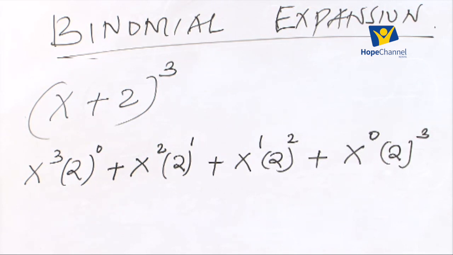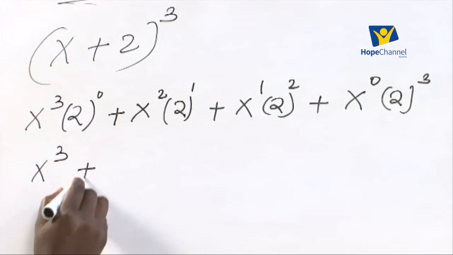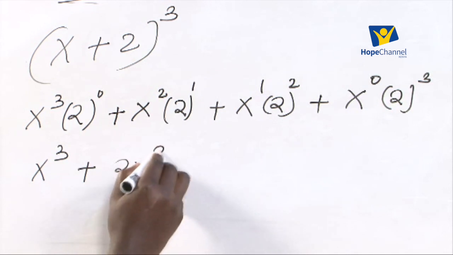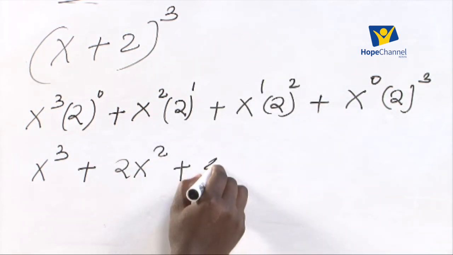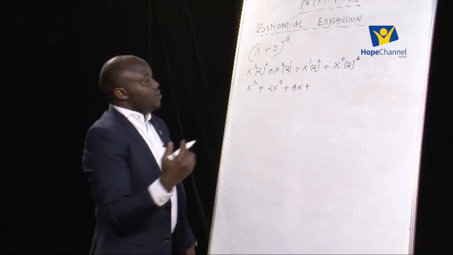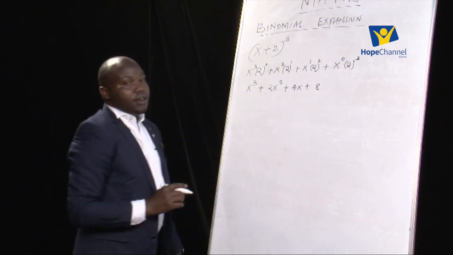I think we are together at that point. Now we open the bracket. We said any number raised to power 0 is 1. So 1 times x cubed is x cubed, plus 2 power 1 is 2, and 2 times x squared is 2x squared, plus 2 power 2 is 4, multiplied by x power 1 is 4x. Then plus 2 power 3 is 8, so 8 times x power 0, which is 1, so 8 times 1 is 8. Remember, that is not your rightful answer.